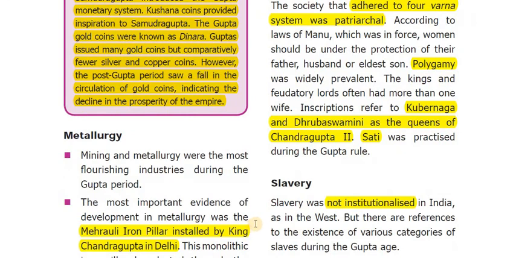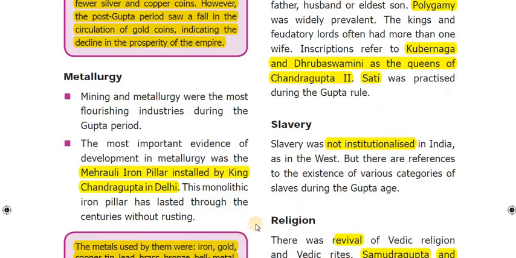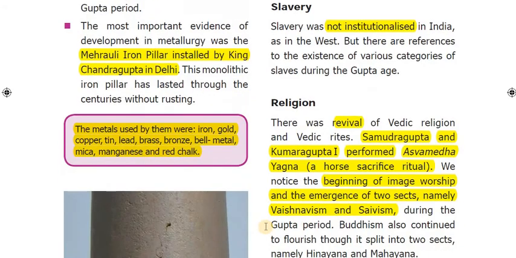Metallurgy. Mining and metallurgy were the most flourishing industries during the Gupta period. The most important evidence of development in metallurgy was the Mehroli iron pillar installed by King Chandragupta in Delhi. This monolithic iron pillar has lasted through the centuries without rusting. The metals used by them were iron, gold, copper, tin, lead, brass, bronze, bell metal, mica, manganese, and red chalk.